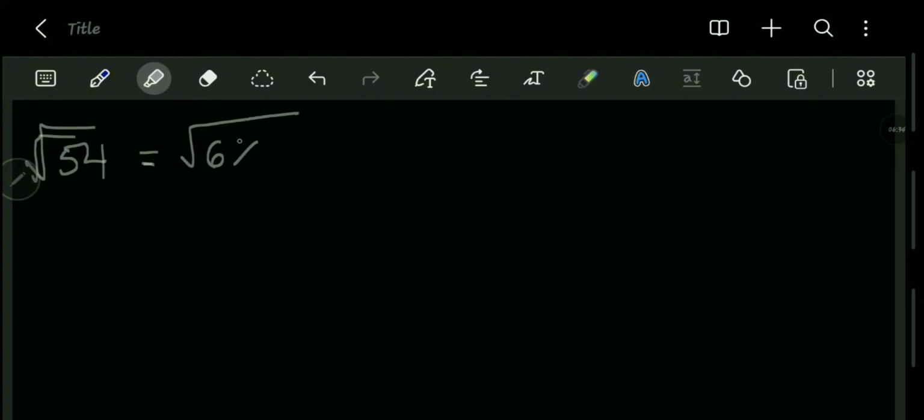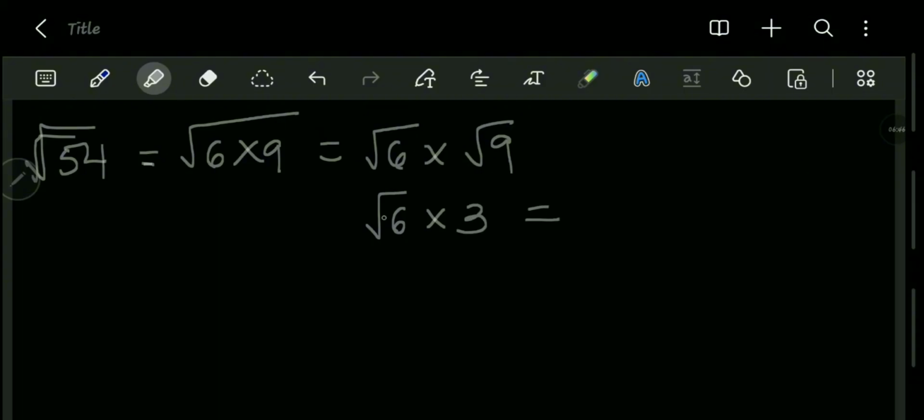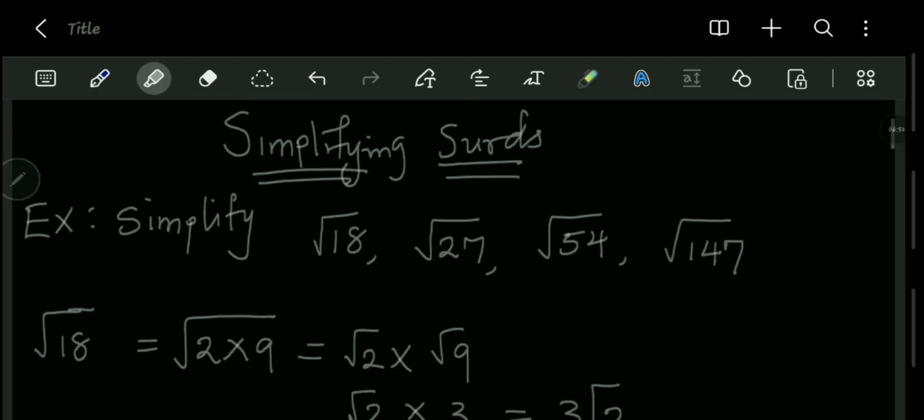Square root of 6 times 9. And when I separate this, I'm going to have surd 6 times square root of 9. Surd 6 is not a perfect square, so I'll leave it this way, multiplied by surd 9, which is 3. And when I multiply them together, I have 3 surd 6 as my final answer.